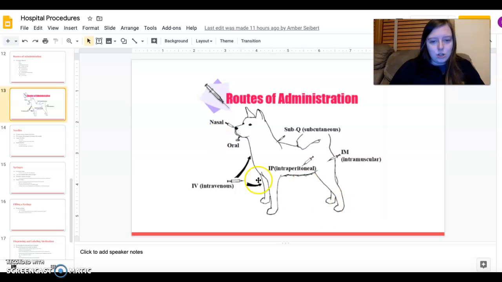This image right here shows where those all are. The only one I didn't say was oral, which is through the mouth right here. That'll usually be done by medicine though. So check this one out. It shows you where those locations are on the pet.